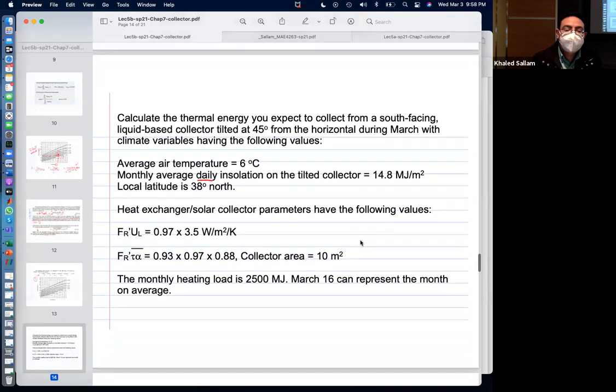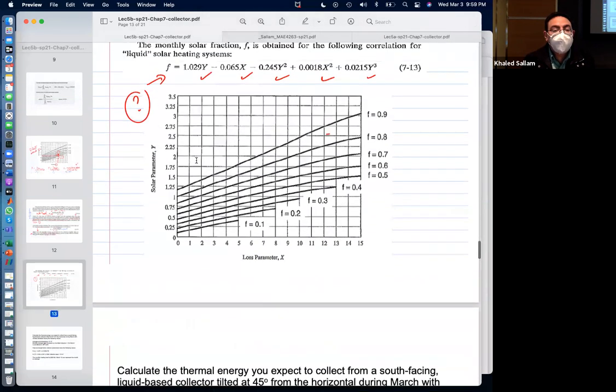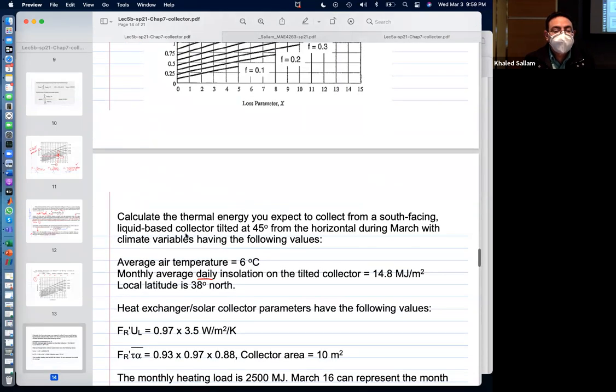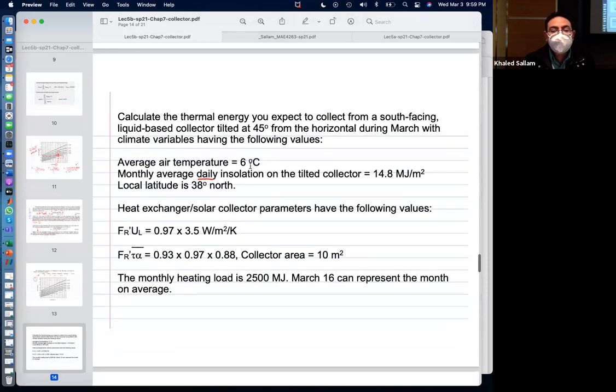Okay, so here's an example. This example came maybe twice in my final exam. Calculate the thermal energy you expect to collect from a south-facing, that's alpha equal, sorry, A equal 0, liquid-based collector. So I need to use the equation for the liquid solar heating, not the air, because it's a liquid-based collector, tilted at 45 from the horizontal during March with a climate variable having the following values. Here is the temperature, T ambient, monthly average, daily insolation, 14 megajoule per meter square per day.